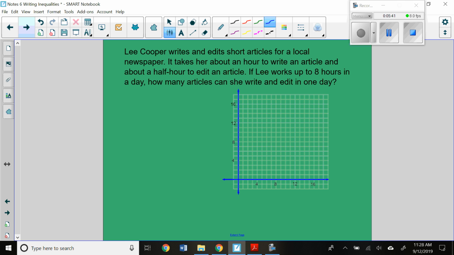So I want you to use writing articles on the x-axis and edit articles on the vertical axis. Now she has 8 hours. It takes 1 hour to write and half an hour to edit. So go ahead and pause here, and when you come back, I will have your equation and I'll have your graph to double check.